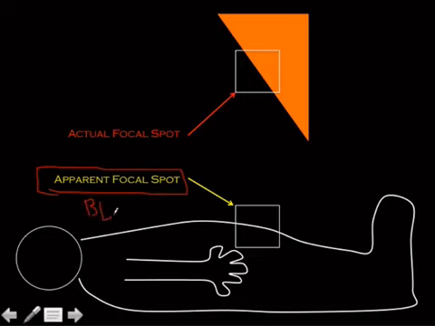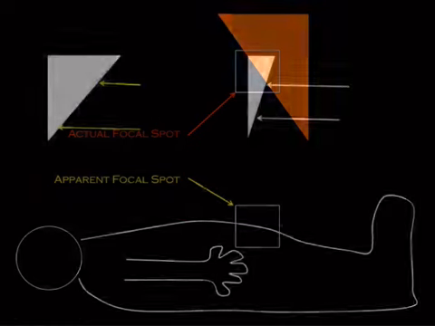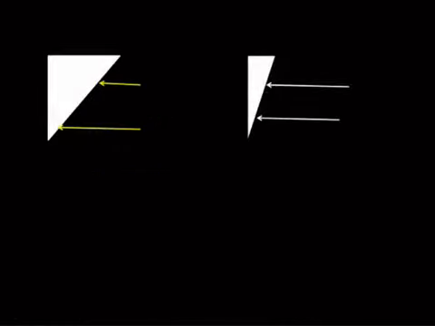Okay, blur. Remember that I'm writing this. Blur. Okay. So the goal is to make the smallest focal spot possible because that gives you your best resolution. Remember, the trade-off I mentioned is heat.